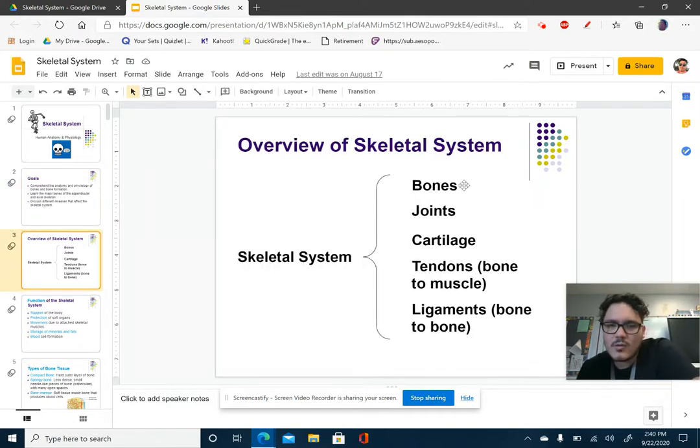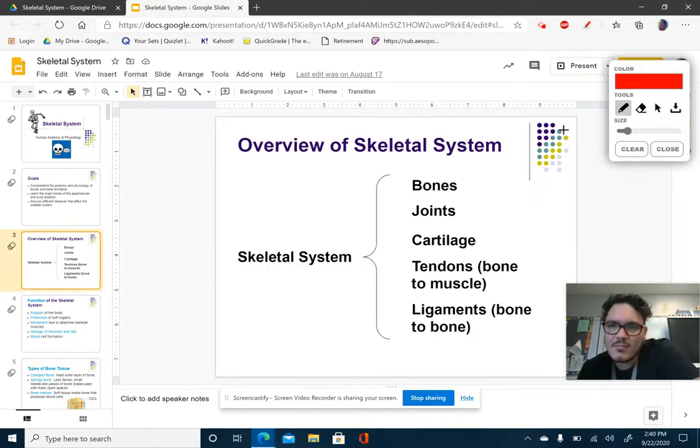Okay, doke. So as far as overview of the skeletal system, all of these tissues that you see here are all connective tissue. We learned that back in integumentary system. The biggest thing that you need to take note of is right here. Please, please, please make sure that you remember tendons are going to be a connective tissue that connect bone to muscle, whereas ligaments connect bone to bone.